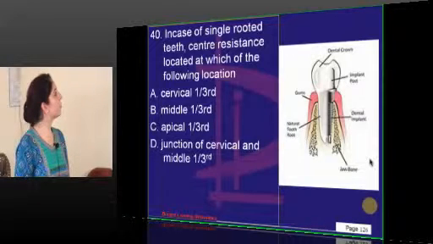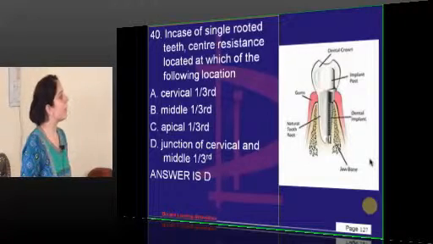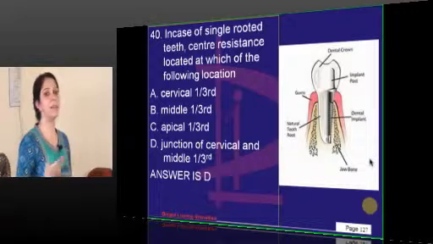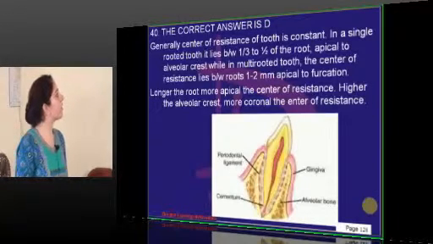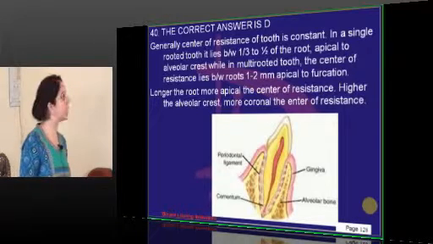In case of single rooted teeth, the center of resistance is located at which of the following locations? It is located at the junction of the cervical and middle 1/3. In multi-rooted teeth, it is in a different position. Generally, the center of resistance is constant. It is the center of rotation that changes.